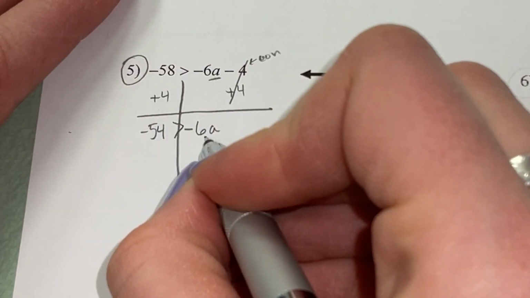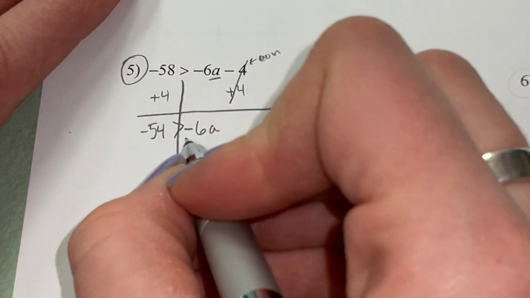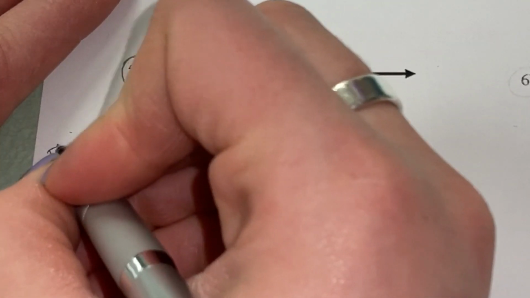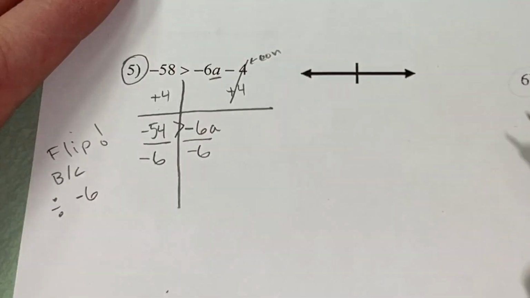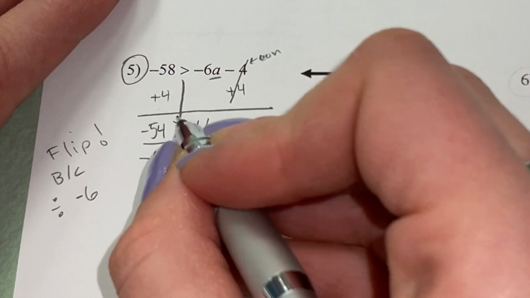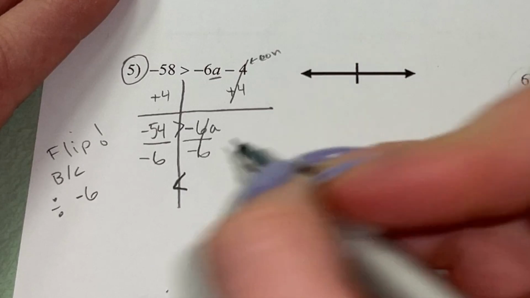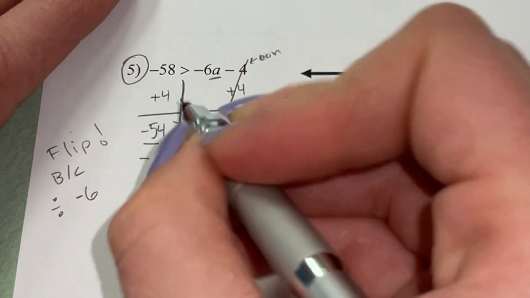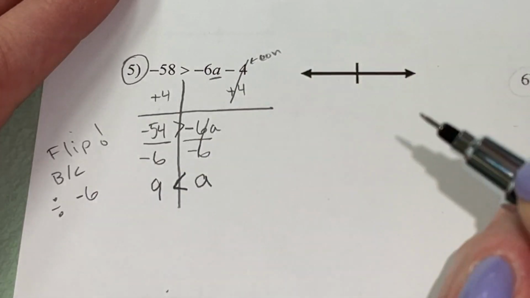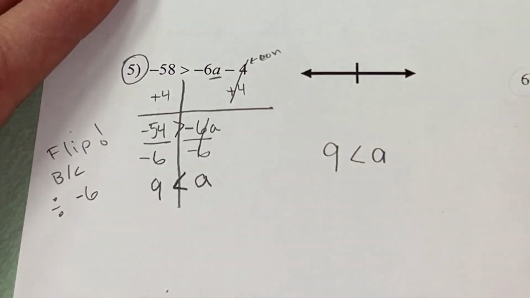Now I have to get rid of this negative 6. It's the very last thing I'm doing, and I have to divide it away. Because I am dividing by a negative 6, I have to flip. So I'm going to cross out the negative 6's here, and I'm going to flip this inequality right away just so I don't forget. I still have that a left over, and then in my calculator, I can check negative 54 divided by negative 6, and that gives me a positive 9. So my final answer is 9 is less than a.